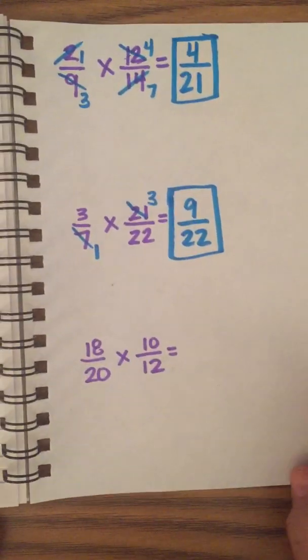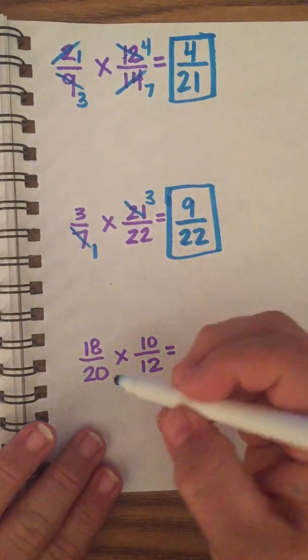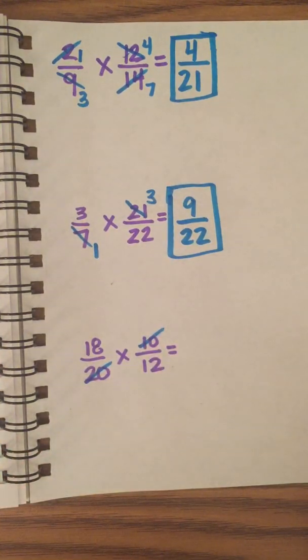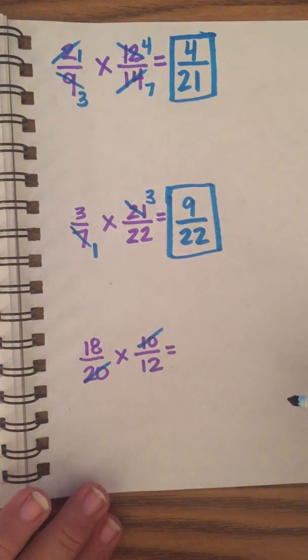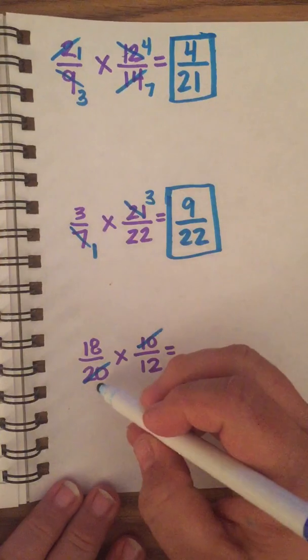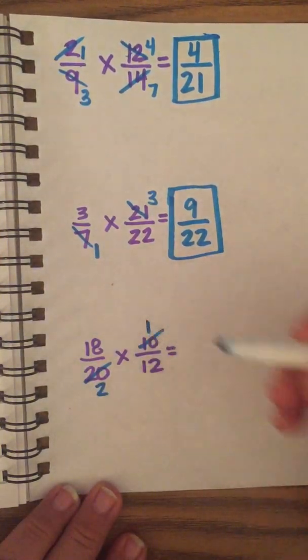And this one, the last one. 18/20 times 10/12. I can see a lot of simplifying here. I'm going to simplify 20 and 10. We could divide both of them by 2, but there's a larger number. Let's pick the largest number. That's called the greatest common factor. Well, we can divide both these by 10. 20 divided by 10 is 2, and 10 divided by 10 is 1.